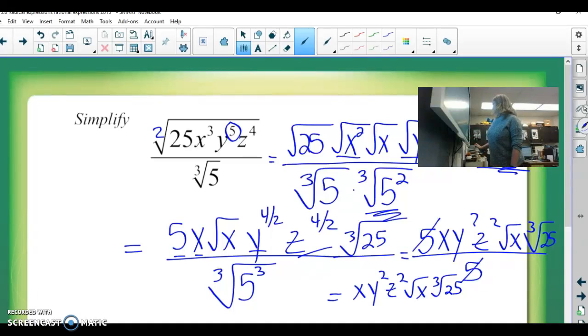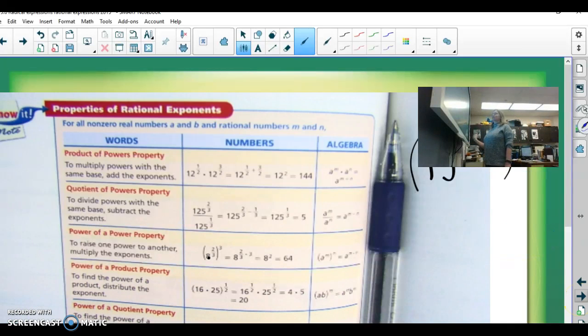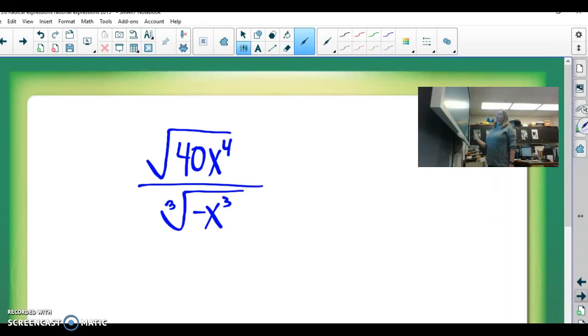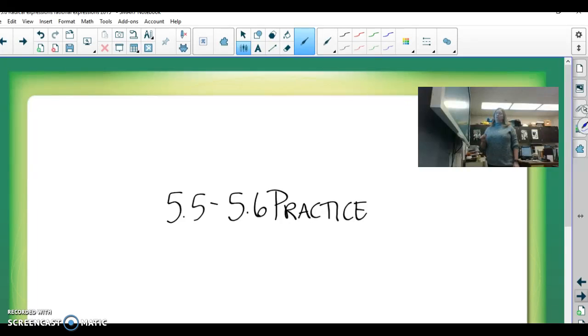So you guys try to do some practice. Before you do that, I want you to look at page 360 and study the properties of exponents, if you need a refresher on that. And we're going to work on 5.5 through 5.6 practice. All right.